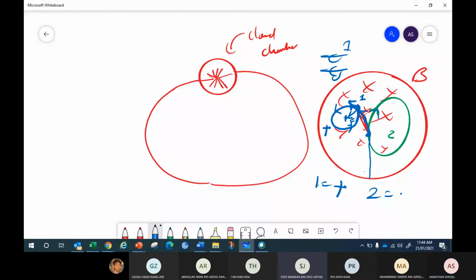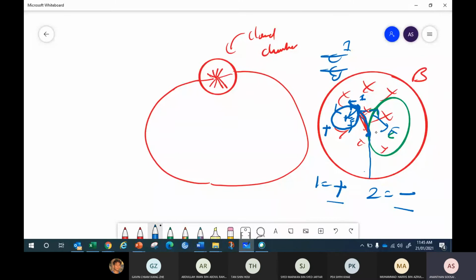2 is negative. The force is this way, right? So use Fleming's left-hand rule again. Force is to the right. FBI, B into the page. Force is to the right, so the current is downwards. So it's a negative particle. So scientists can tell the nature of the charge of a particle by using a magnetic field.